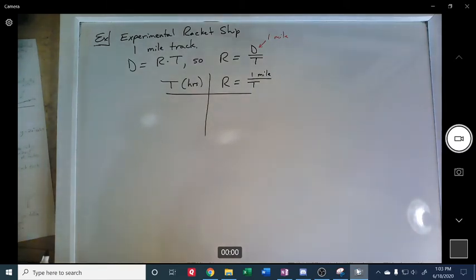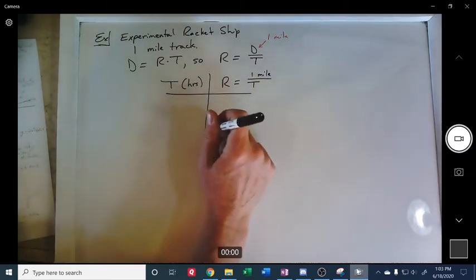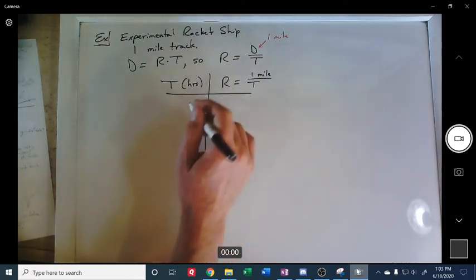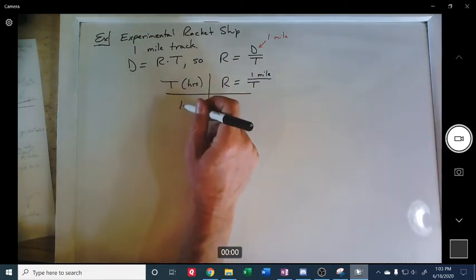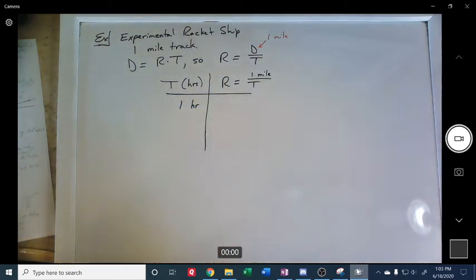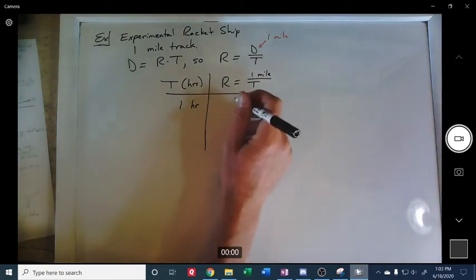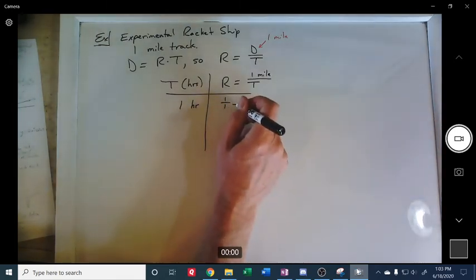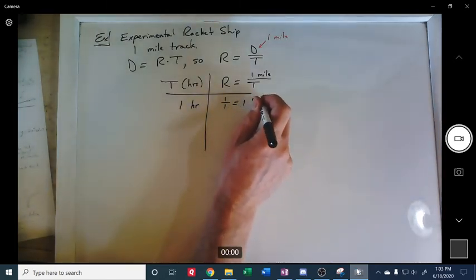And we're going to say, suppose the first time you made this rocket, it was a prototype model, wasn't very good, and it took you 1 hour to go the distance of 1 mile. So then your rate was 1 divided by 1, so you went 1 mile per hour.